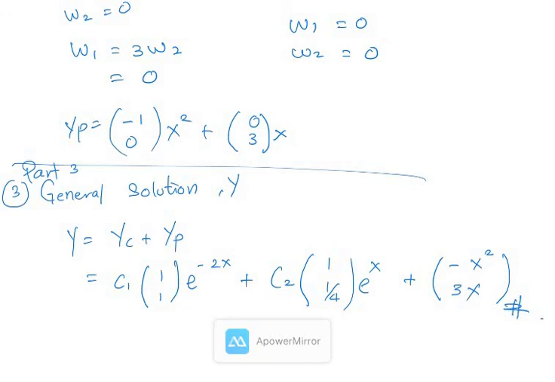Okay, that's all for the example on the non-homogeneous system of LDE.